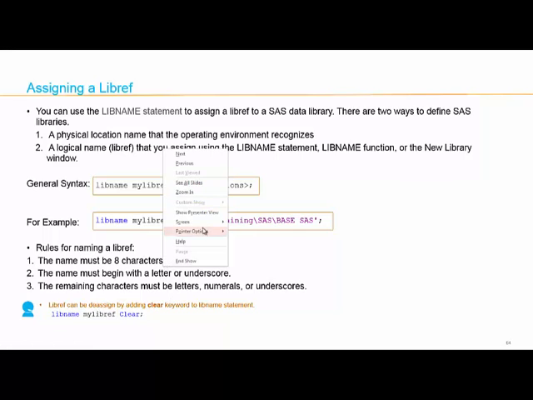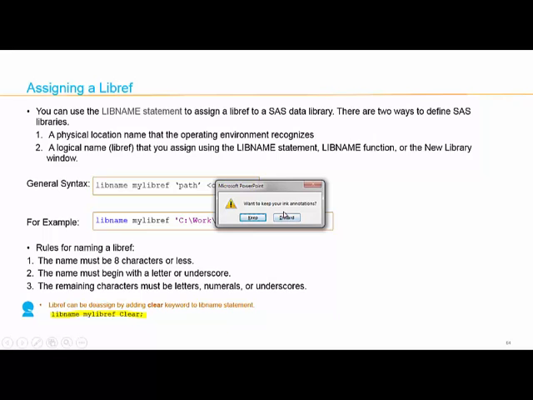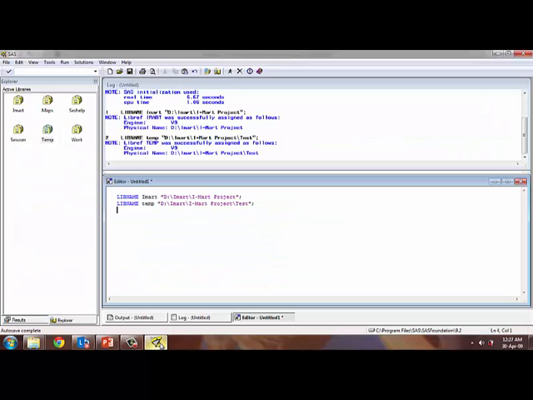Next, we have one more point: how to deassign a library. The code you have written in the SAS editor creates a library. Now I want to delete the library which I have created. Delete in the sense that I just want to deassign the library which I created earlier.